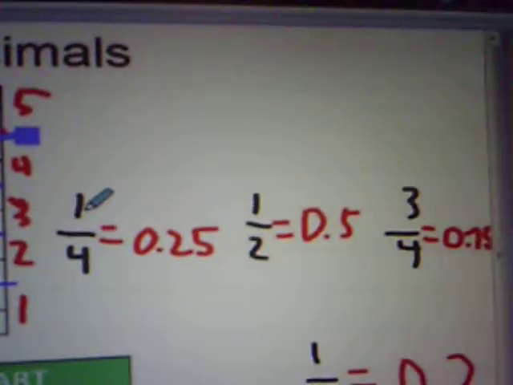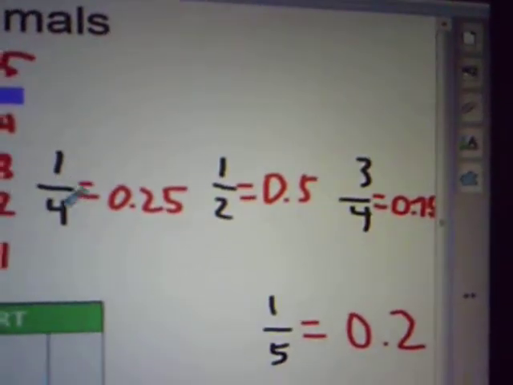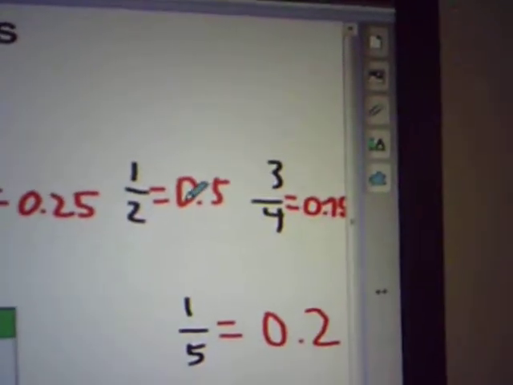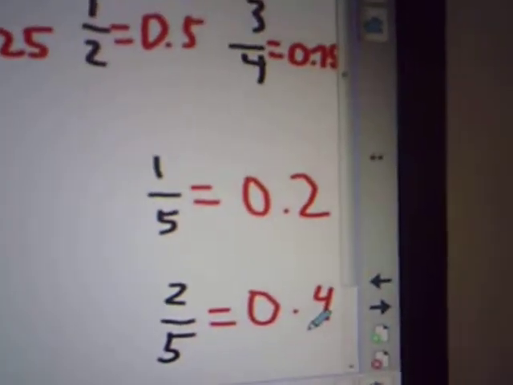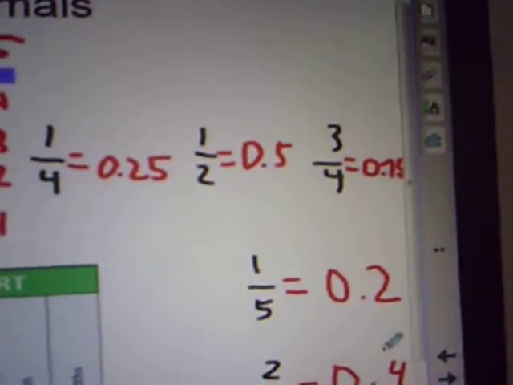So if you take your calculator, or you want your student to practice, have them put in 1/4, 1 divided by 4, and see what comes out. It'll be 0.25. 1/2 will be 0.5. 3/4, 0.75, and so on. This will help students commit these common fractions to memory.